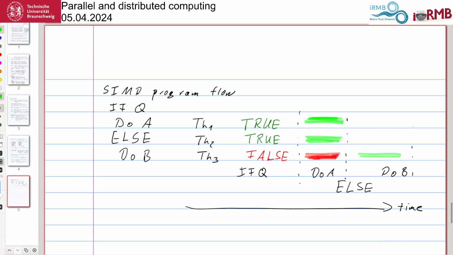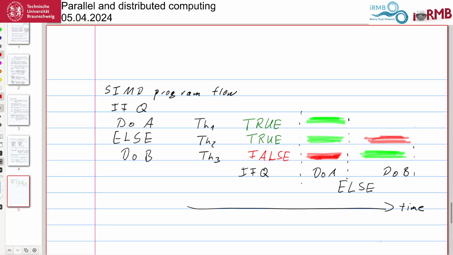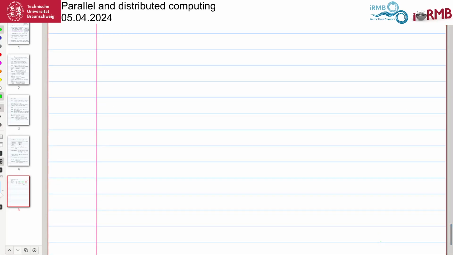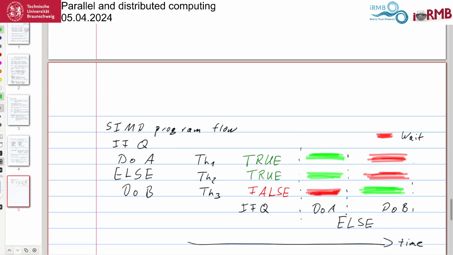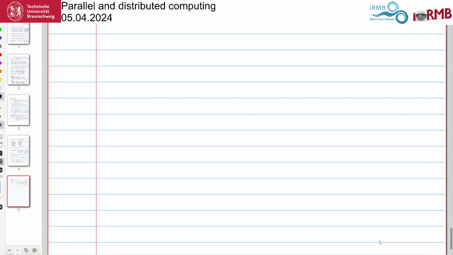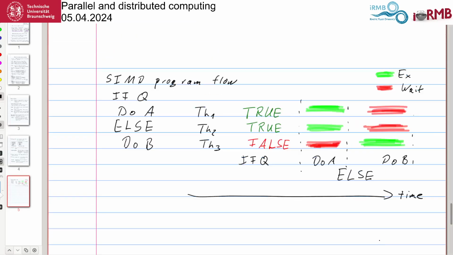And then after this, this guy will do B, while this is not doing anything and this is not doing anything. So this here would be... wait, oops, sorry. This here would be execute. Okay. This would be execute.